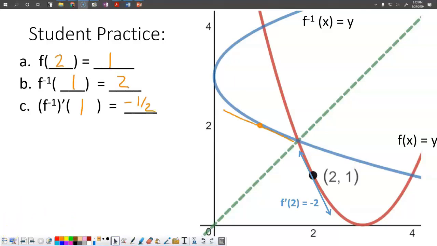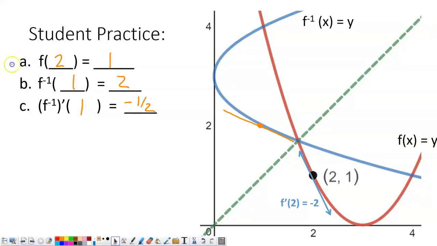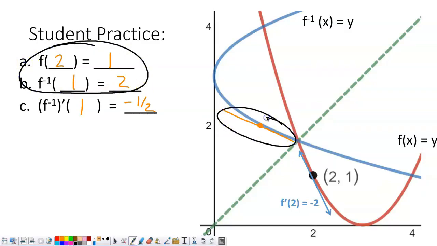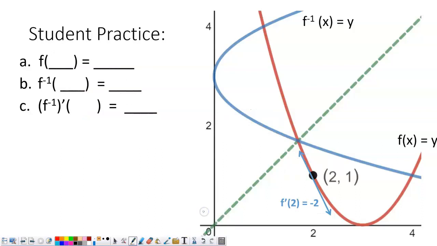And there you go. So hopefully you guys have got the idea here. So when it comes to functions and their inverses, the x's and y's are reversed, right? So that's what this shows. And when it comes to their slopes, they are reciprocals of each other, but at different values of x, okay? So that is the relationship between f and its inverse and their slopes.